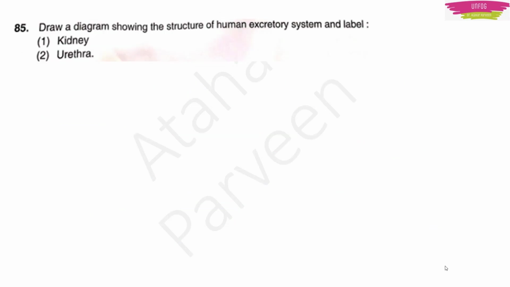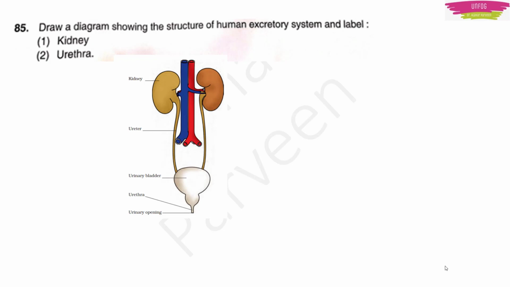Next question, draw a diagram showing the structure of the human excretory system and label. You draw this human excretory system, you have to label kidney and urethra. I have labeled a few more parts also, don't worry. If you label just kidney and urethra, that is more than enough. Okay, and this is a simple figure. I am sure that you all must have attempted this question also.